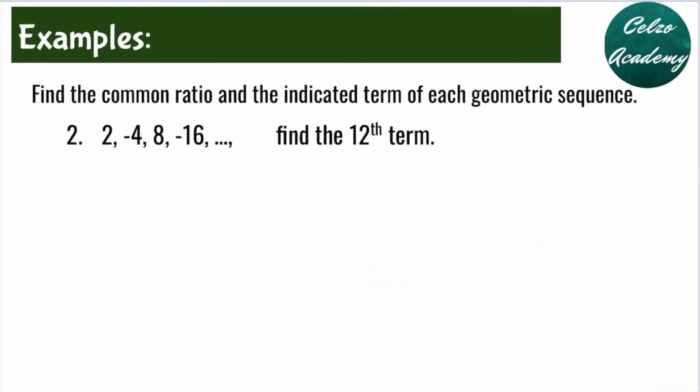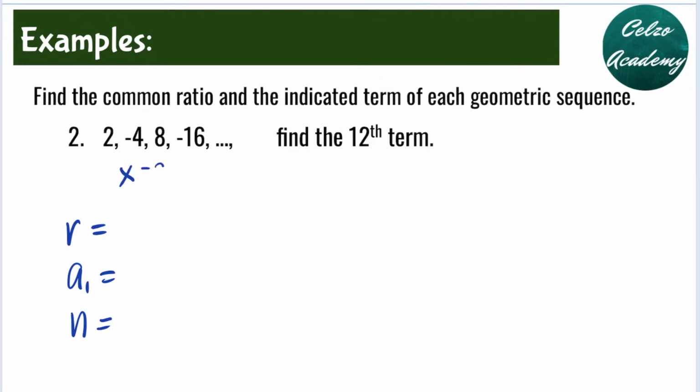Question number 2. Find the common ratio and the 12th term of the geometric sequence 2, -4, 8, -16. So the same thing, we need to find first the common ratio r, the first term, and the value of n. What do you think is the pattern for this sequence? The pattern is multiplying the previous term by -2. 2 times -2 is -4, -4 times -2 is 8, 8 times -2 is -16. So the value of r, the common ratio, is -2.